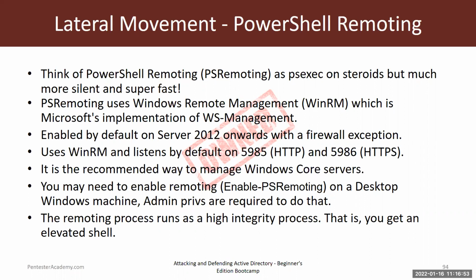PowerShell remoting is the recommended way to manage Windows core servers. Please note that it is not enabled by default on the desktop OS like Windows 10, 11, etc. Now, when you PS remote or WinRM to a remote machine, you get a high integrity process. That is, you get an elevated shell. There are no UAC issues when you use PS remoting or WinRM.